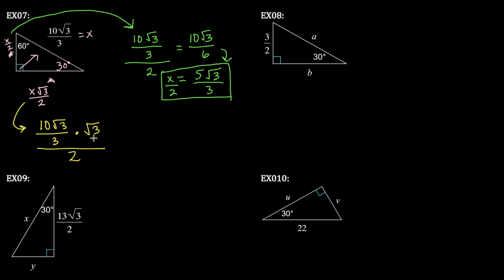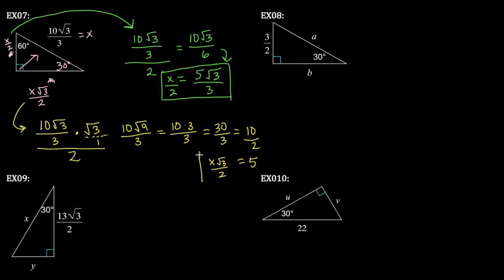So this isn't as difficult as we would think. So 10 square root of 3 times square root of 3 is 10 square root of 9, which, we'll just leave that, and over 3, which is just 10 times 3 over 3, which is just 30 over 3, which is just 10 over 2, which is just 5. Oof, that was a lot of work. Well, a lot of small steps, right? Cool.